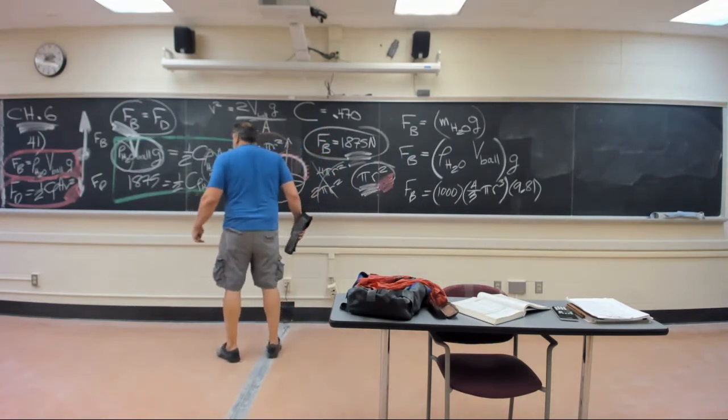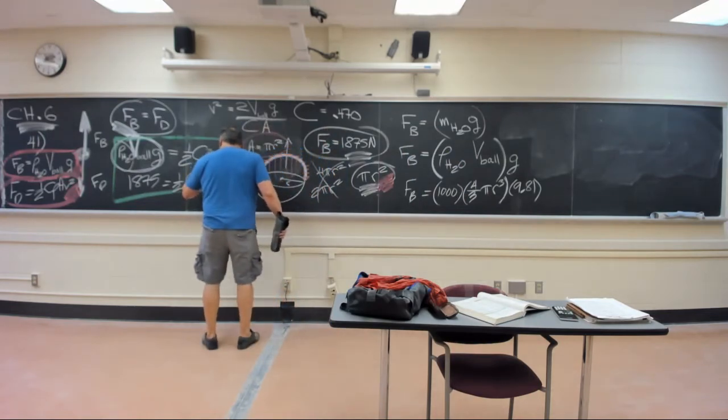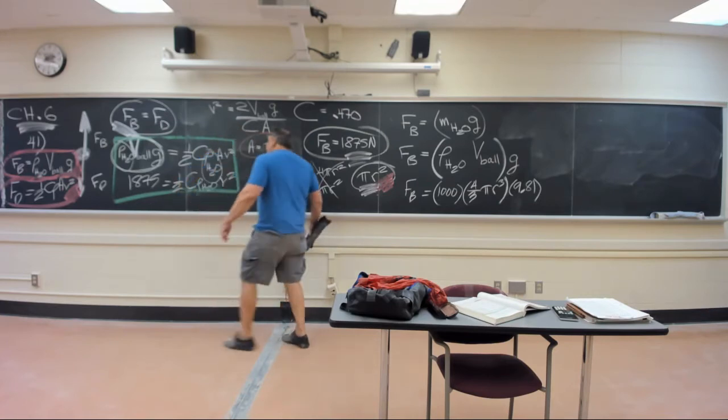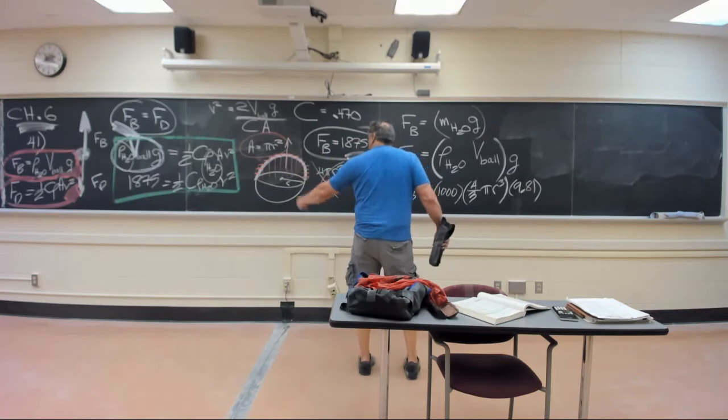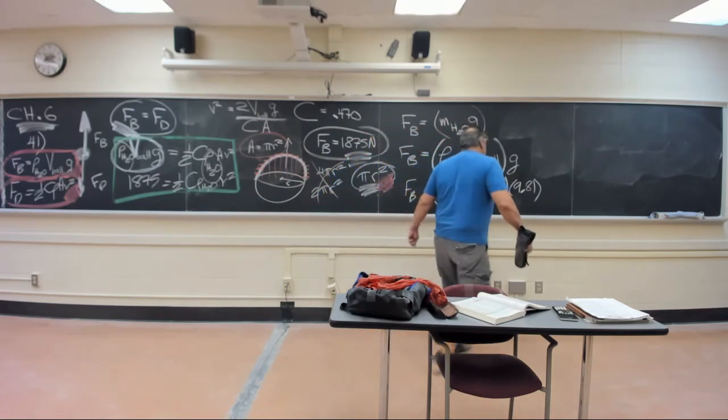With this in mind, let's solve this. Let's solve it from right here. Let's take this guy. Let's go long distance. 1875 equals 1/2 C rho H2O V squared.